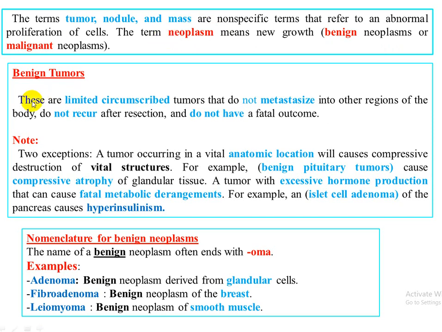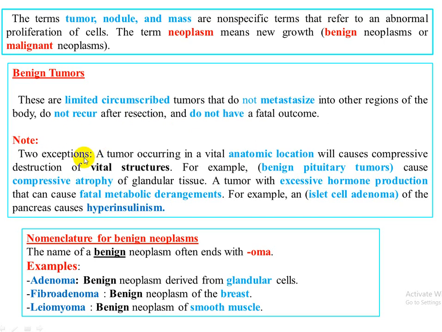The characteristic features of benign neoplasm: it is well circumscribed by a fibrous connective tissue capsule, and therefore it is not invasive and not infiltrative to surrounding normal tissue, does not metastasize to distant organs in the body, and does not recur after surgical resection, and its outcome is mostly not fatal.